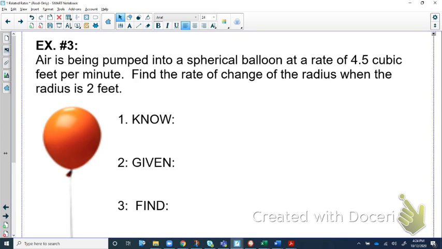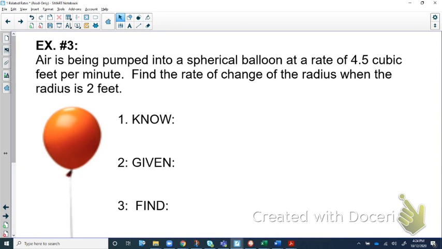oops, and let me turn my pen on. The rate here, and that's going to bug me having that outline there. Go away, outline. There we go. Sorry, I just know myself it was going to bug me.